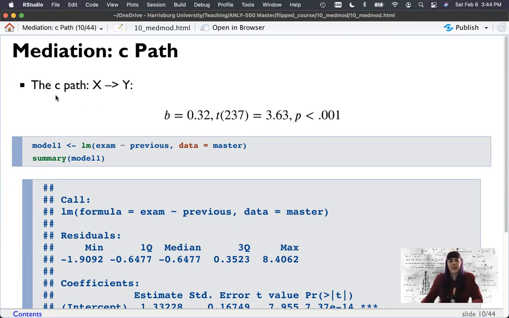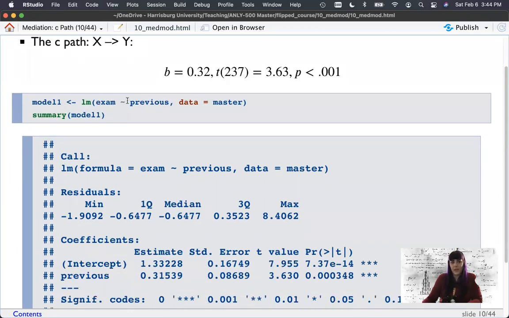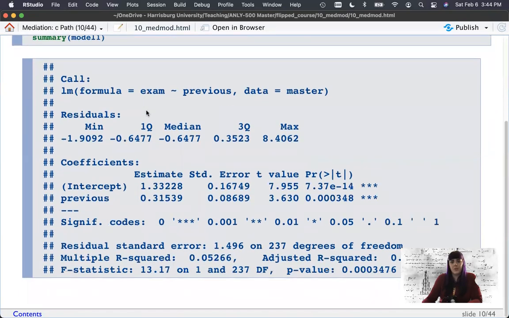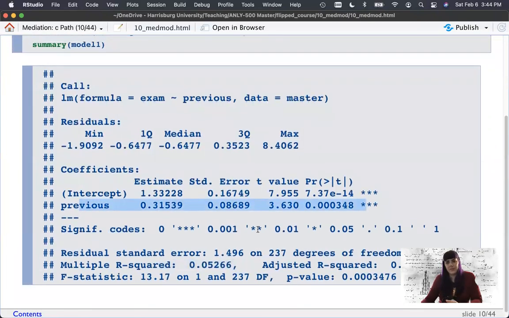Okay. And so for this one, we're gonna calculate the C pathway. This is where X is predicting Y. So we've got exam is predicted by previous knowledge. Run a summary here, we'll go down. Is our overall model significant? Yeah, we're predicting about 5% of the variance. So this is probably somewhere between small and medium. But since we only have one predictor, the overall model question is the same thing as the, is the predictor important question. So it's also significant.